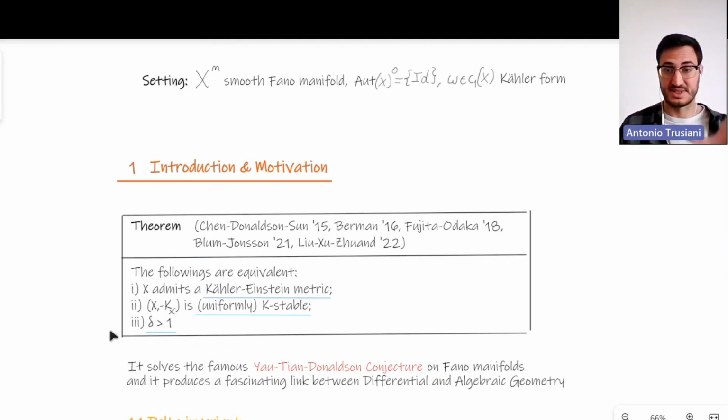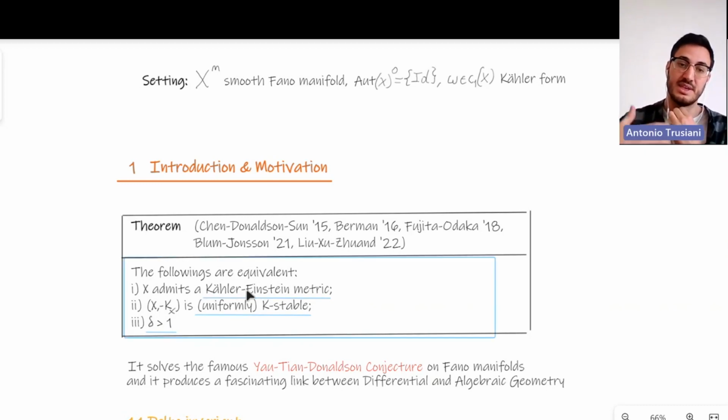For these first 5 minutes, let me just say the importance of this theorem, because Kähler-Einstein metrics are objects that have been studied in the last 100 years. Kähler himself, in the 30s, introduced what is now called Kähler geometry because he was interested in finding these Kähler-Einstein metrics. So it's really a central object in complex geometry.